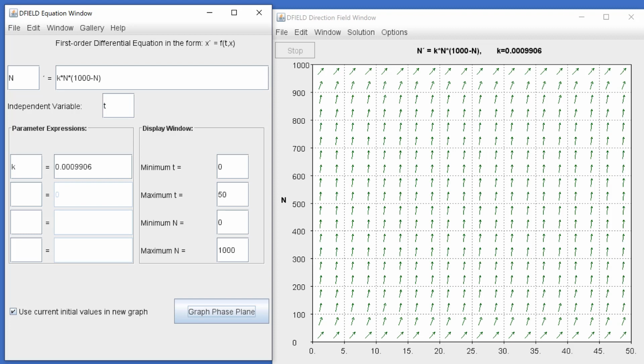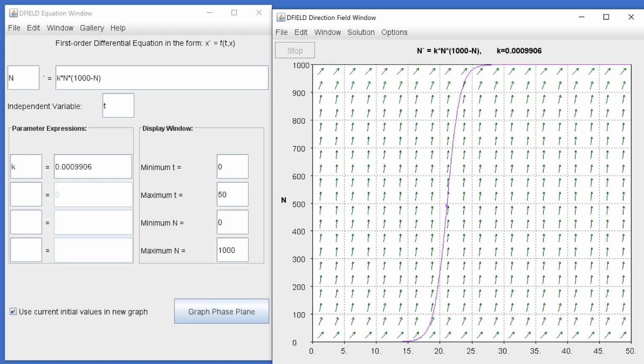I also set up my window to make sense in the context of the problem. We're given some values at t equals 0 and t equals 4. I set my t window to go from 0 to 50 just to see what was happening. And my n axis, I set to go from 0 to 1,000. So we're starting with only one person infected, and we know we have a maximum of 1,000 people on campus that could be infected, so we can see that there. Then I clicked graph phase plane, and I see this slope field here on the right hand side. I can click at different places and see some solution curves.